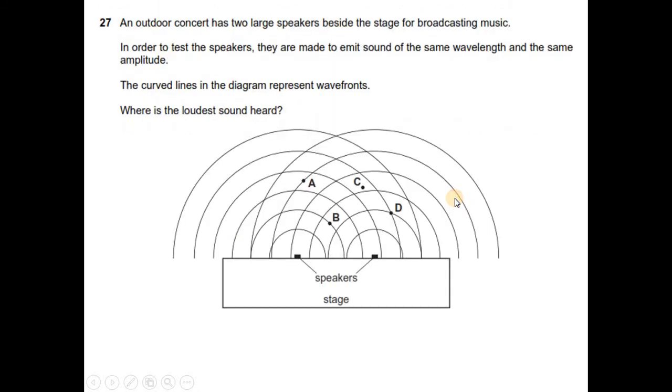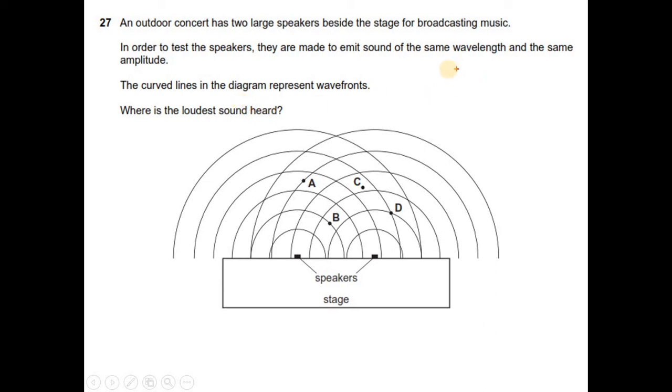An outdoor concert has two large speakers beside the stage for broadcasting music. In order to test the speakers, they are made to emit sound of the same wavelength and same amplitude. The curved lines in the diagram represent wavefronts. Where is the loudest sound here? This is all about interference of waves, or interference of sound.